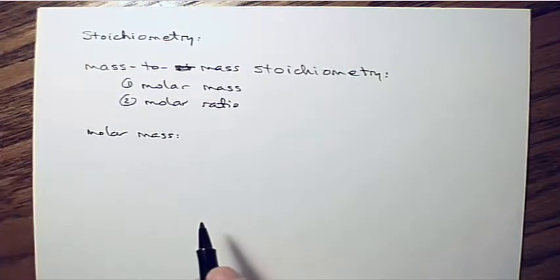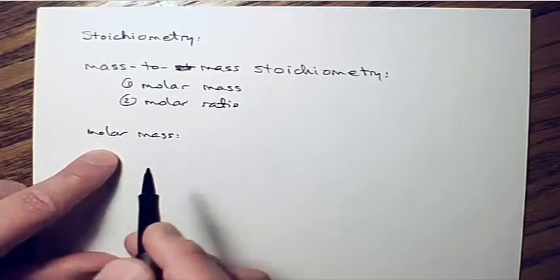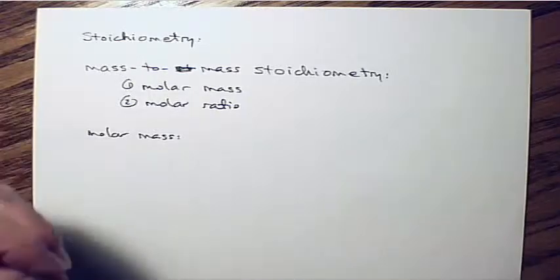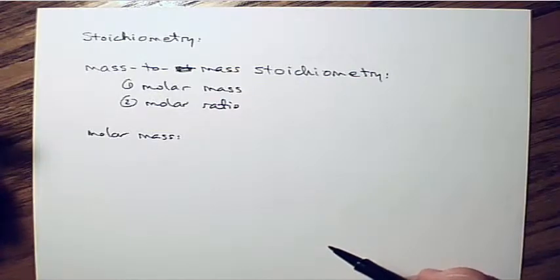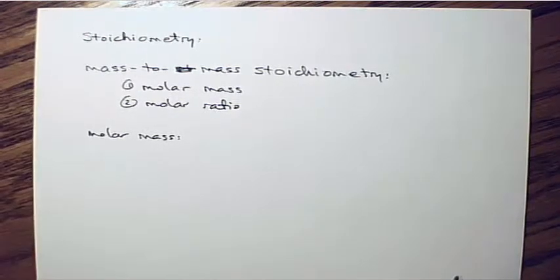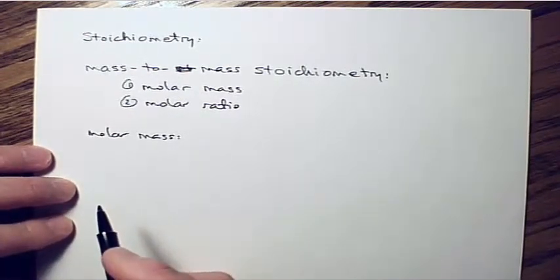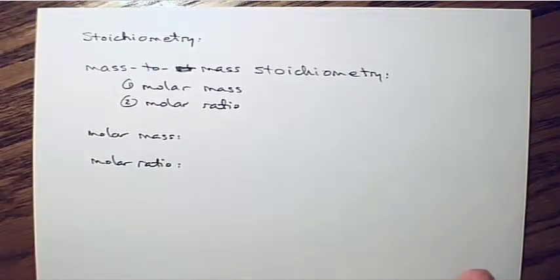But when you're finding the molar mass, you don't write the mass you sum up at the end in u's, you write it in units of grams. So it's the sum of all the masses of all the atoms in a chemical formula, written with units of grams. Now what's a molar ratio? A molar ratio is a comparison of coefficients in a chemical equation written as a fraction.